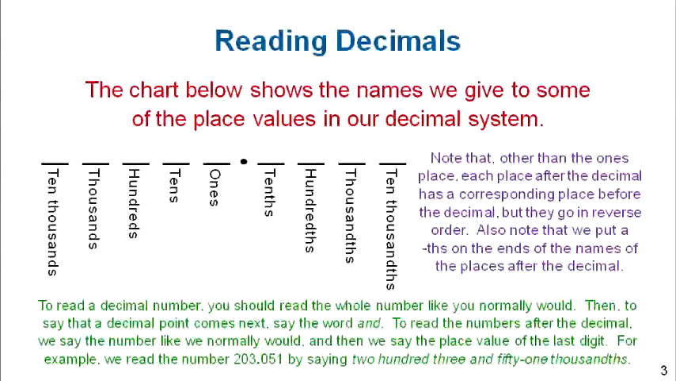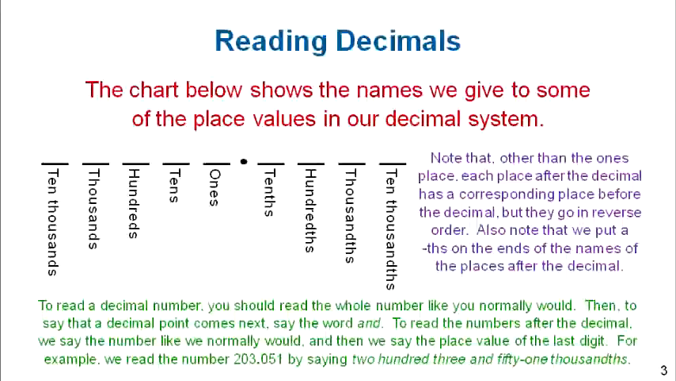To read a decimal number, you should read the whole number like you normally would. Then, to say that a decimal point comes next, say the word AND. To read the numbers after the decimal, we say the number like we normally would, and then we say the place value of the last digit.